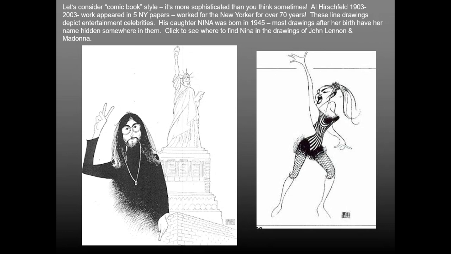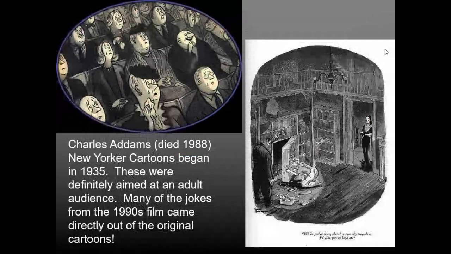If you found an Al Hirschfeld illustration in the New Yorker or in another publication, you would spend a little bit of time trying to locate her name. In this illustration of John Lennon in front of the Statue of Liberty, you can see the name Nina right here as the contour lines on the edges of the skirts of the Statue of Liberty. Pretty cool. This image of Madonna, it's a little harder to see, but the letters themselves are a little more curvaceous, but Nina is formed in her ponytail.